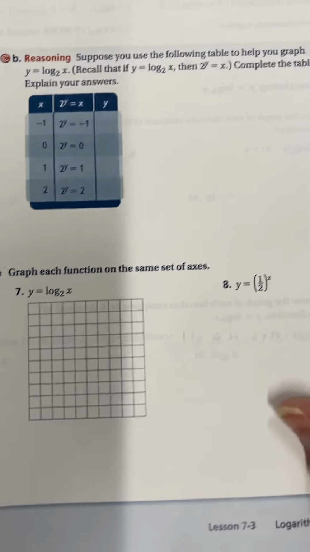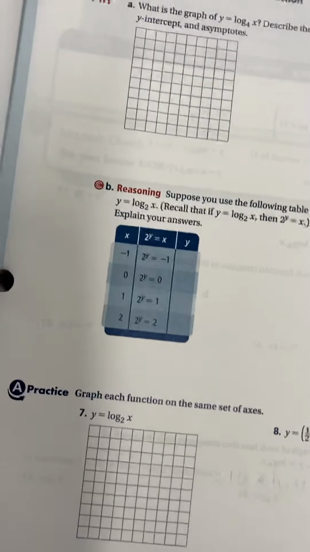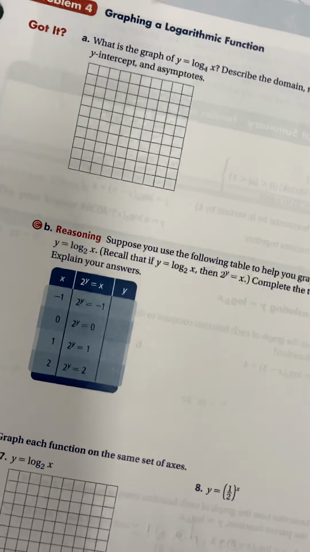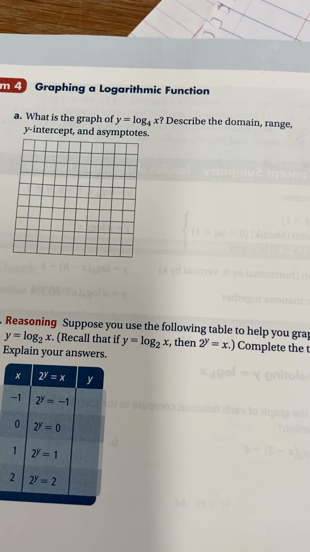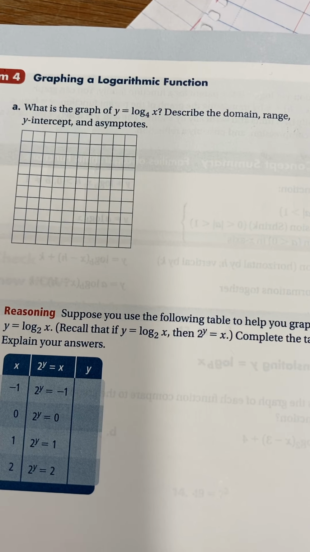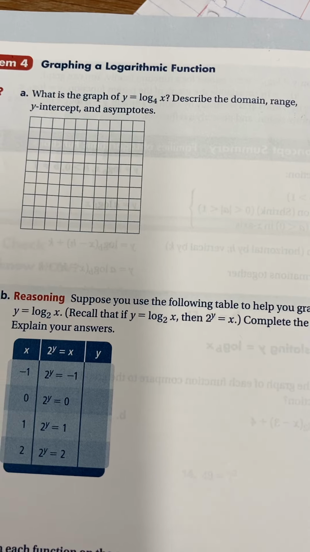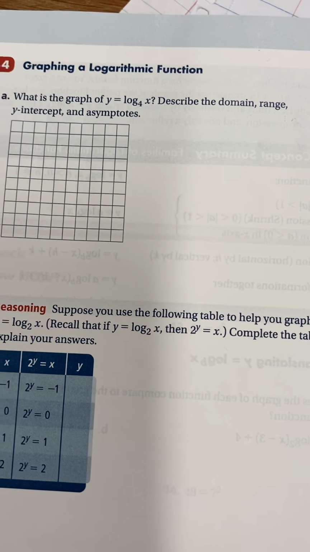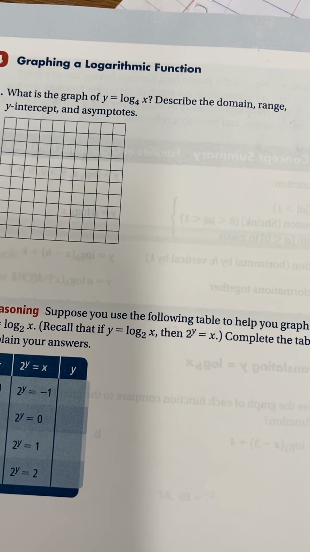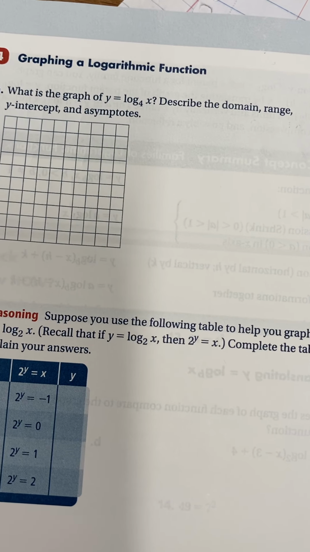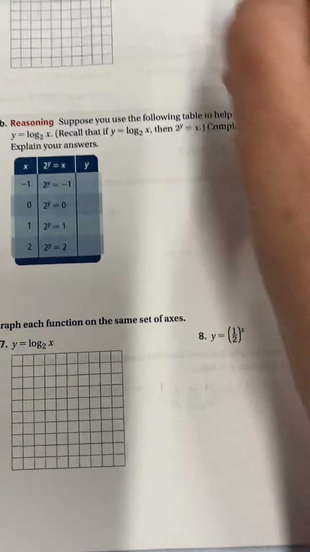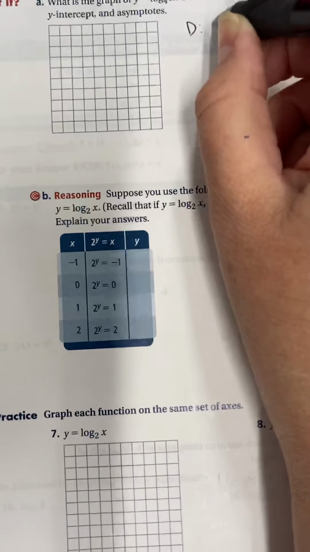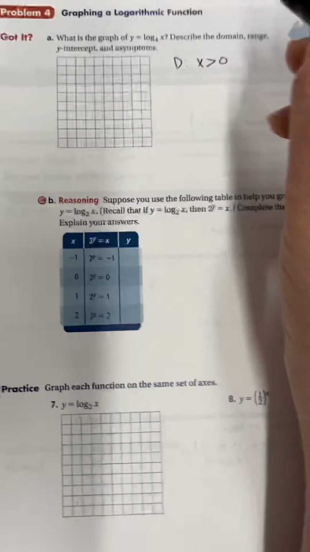All right, so let's go through a graph here. What it is asking us for is we need to describe the domain, the range, the y-intercept, and the asymptote. Okay, so the domain on here, it's only positives, so your domain will be when x is greater than 0.